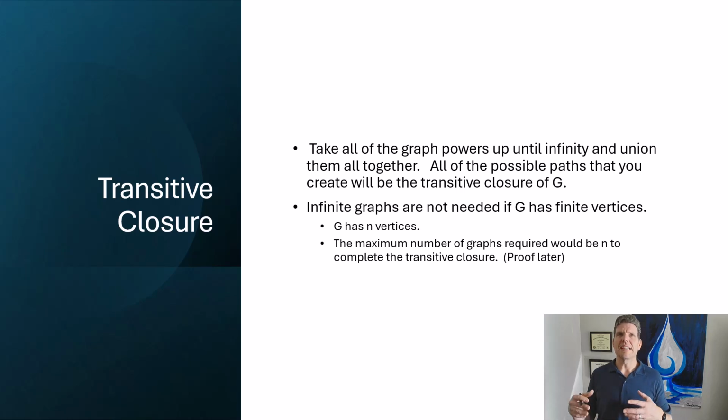However, we don't actually need to think about it from the perspective of an infinite number of graph powers. If we have a graph with a finite number of vertices, let's say n vertices, then the maximum number of graph powers that we need to generate to complete the transitive closure is n. So for example, if I had a graph with 4 vertices, the maximum number of graphs I would need to generate is 4. I need G squared, G cubed, and G to the 4th to get the entire transitive closure.